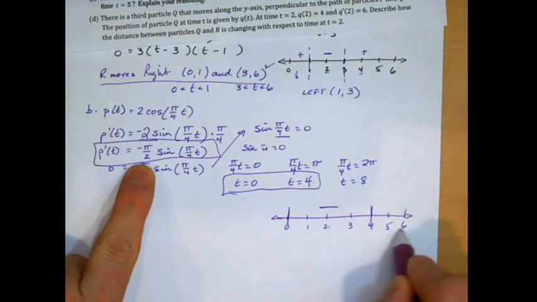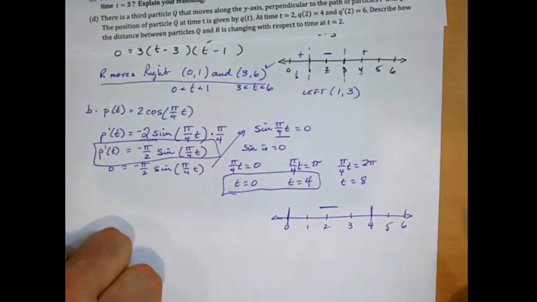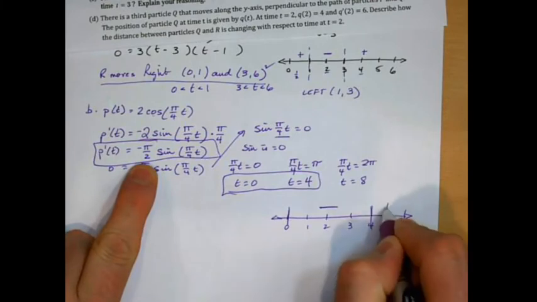If I took, let's say, 5 pi over 4, 5 pi over 4 is in the third quadrant, where sine is negative. All students take calculus. Negative times a negative is a positive.